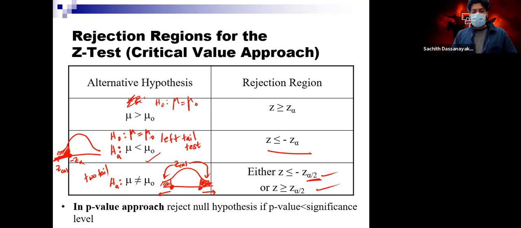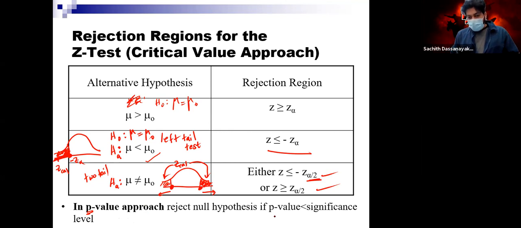P-value approach. Okay, I'll show the p-value approach, the same picture here. Whatever is within this area, whatever is within this area we reject. Okay, clear? You will see in examples. It's p-value, which means probability value. I'll show you later how we deal with probability value.